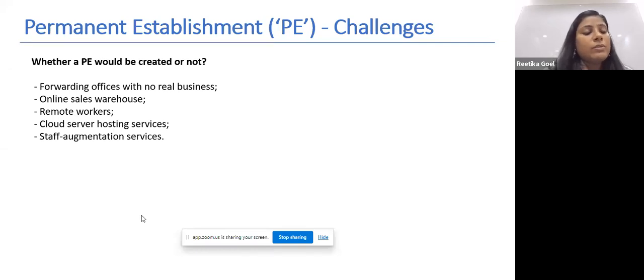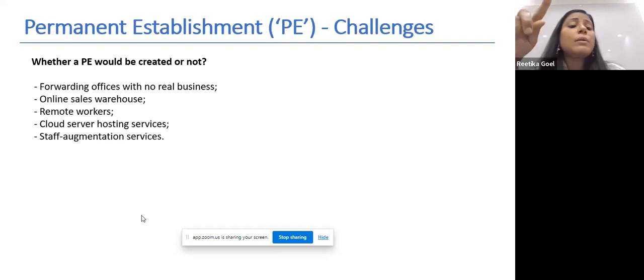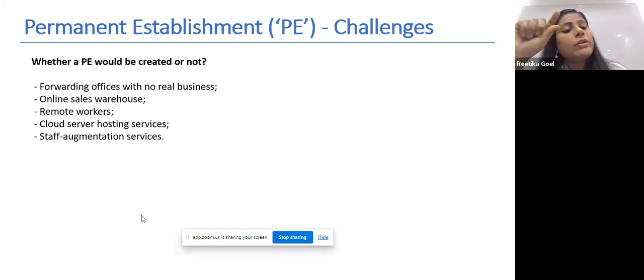The other one is online sales warehouse. There is a company which sells goods and services online. It has its office in the USA or some other country, but it has its warehouse in India. The goods are shipped from the US, reach India, and are warehoused in India against the orders. There are people seated in India who get the customs clearance done, pack those goods, and send them to the end user who actually ordered online from that US company. So will that warehouse be treated as a permanent establishment of that US entity?